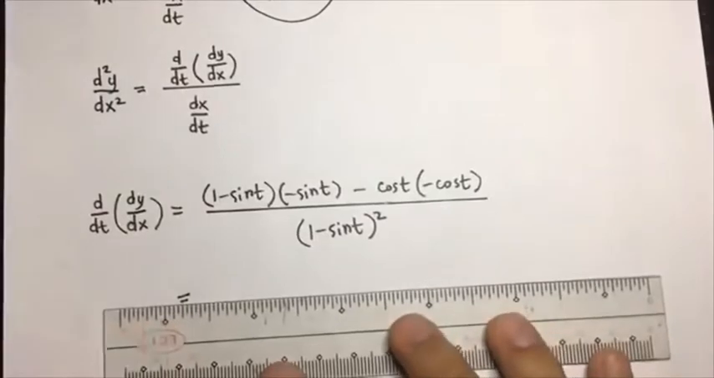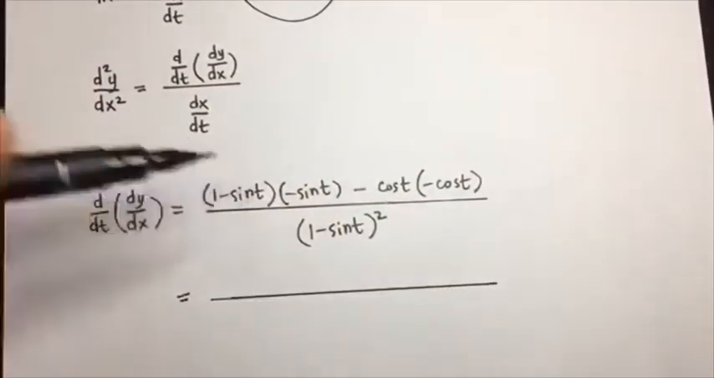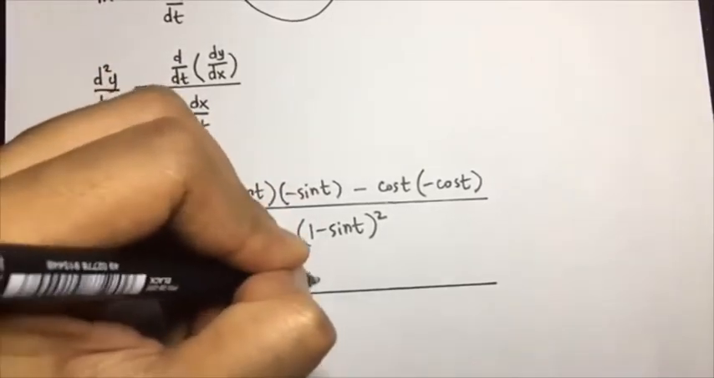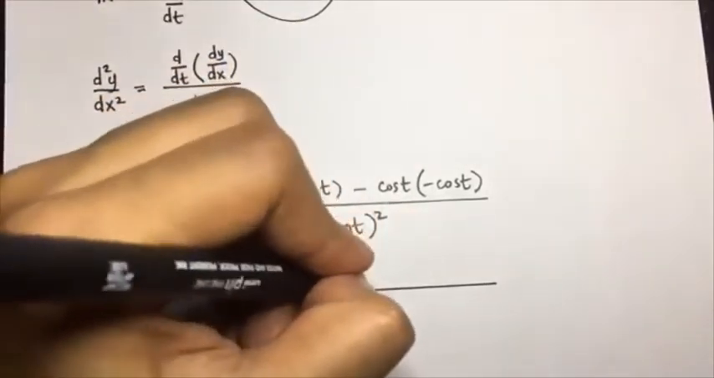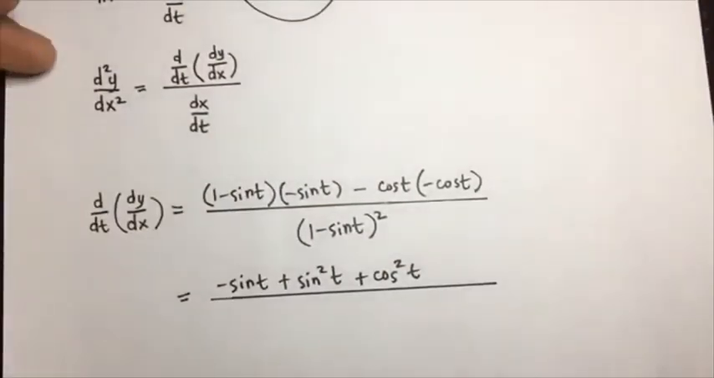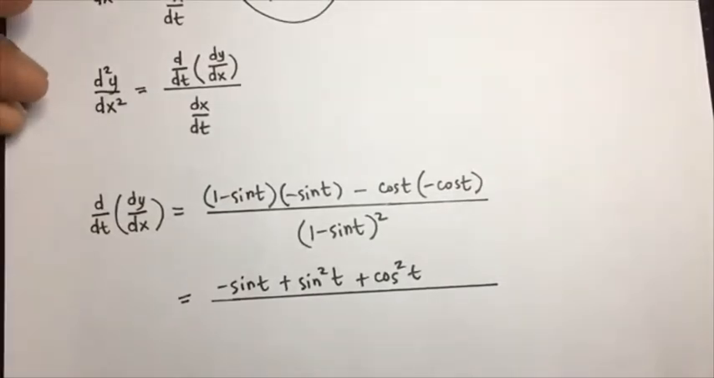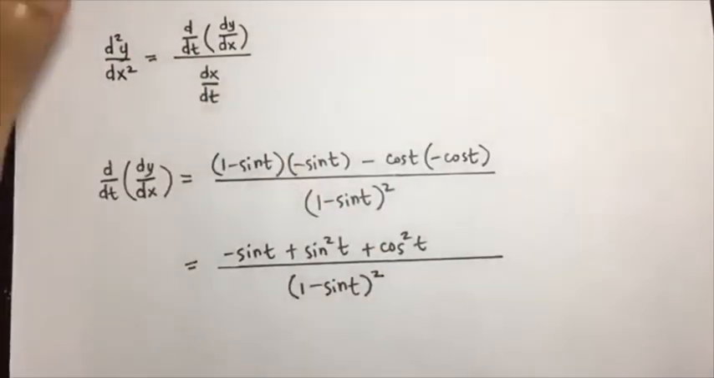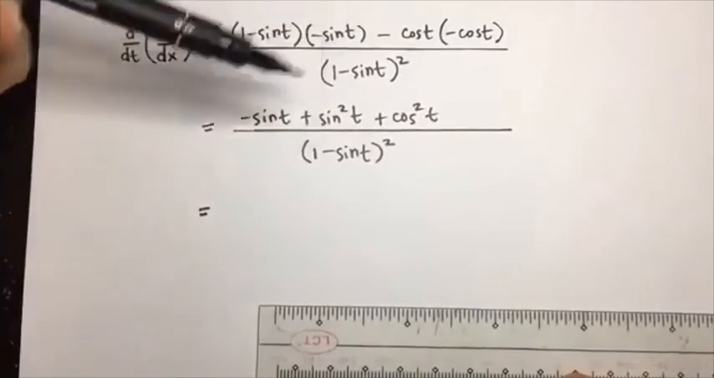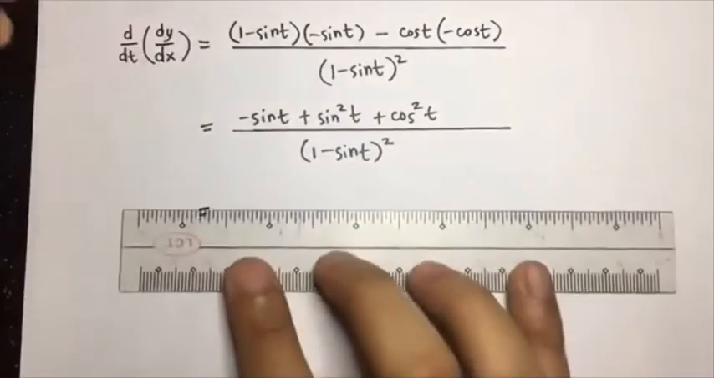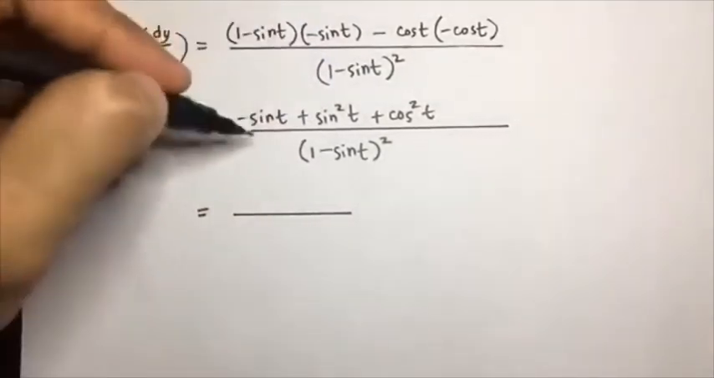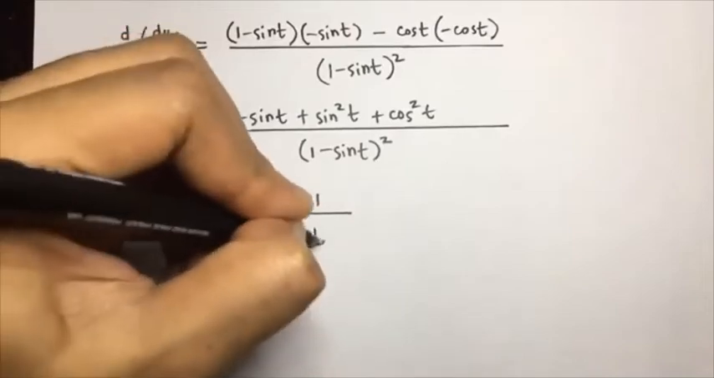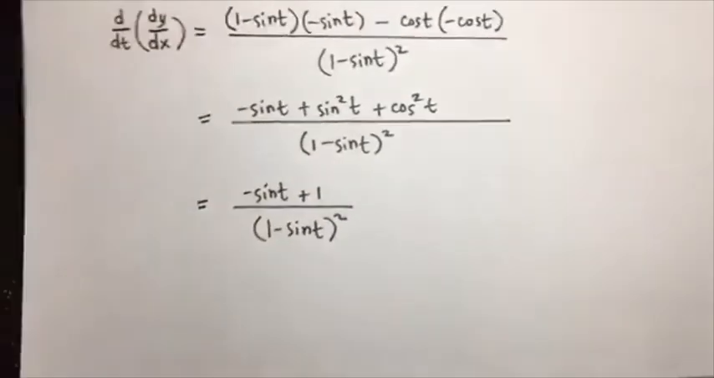Okay, and then simplifying the numerator by expansion. This will become negative sine of t plus sine squared of t, and then plus cosine squared of t, over 1 minus sine of t squared. From the identities, we know that sine squared t plus cosine squared t is equal to 1. So therefore, this will become negative sine of t plus 1 over 1 minus sine of t squared.